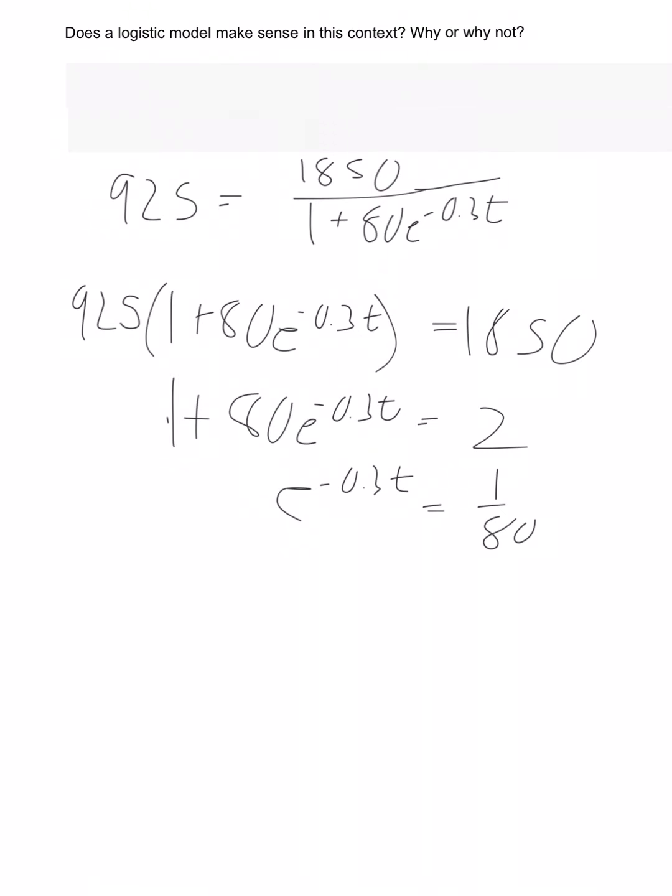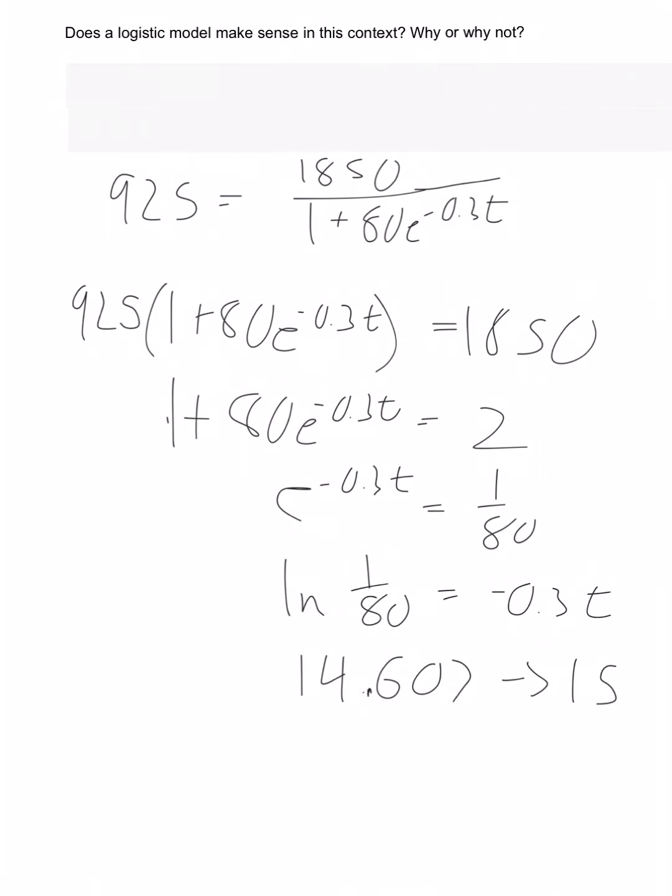So I'm just going to rewrite it in logarithmic form. It's log base e, which we call the natural log, of 1/80th equals negative 0.3t. Next step, just divide by that negative 0.3. And if we do that, I believe we get about 14.607, which, again, the problem says to round to the nearest whole number, so that would be 15. So on what day? On the 15th day.